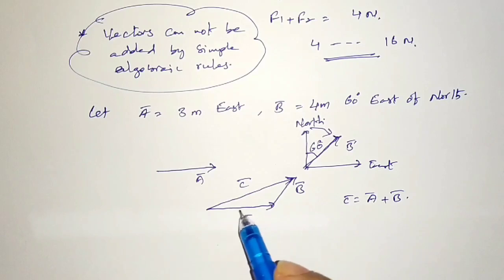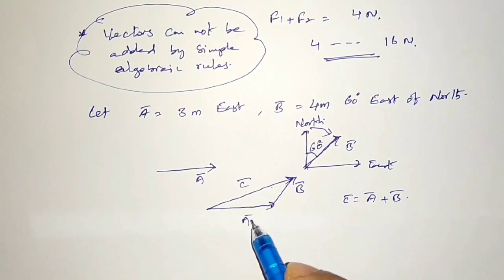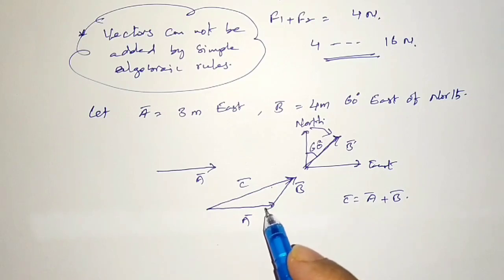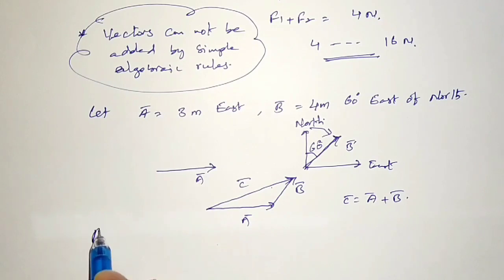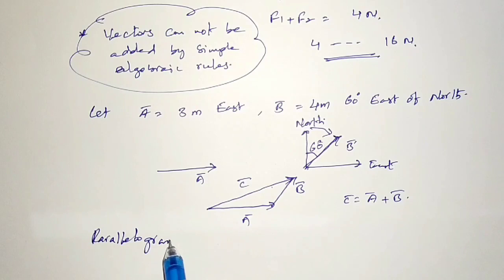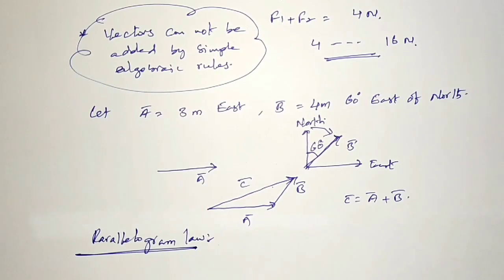Now how can I calculate the magnitude of vector C, meaning the length of vector C? Can I again take root over 3 square plus 4 square like that? It's not possible because it is not a right angle triangle. Am I correct or not? So these kinds of problems can be solved by learning the parallelogram law. What is that, sir? Parallelogram law of vector addition. Right.